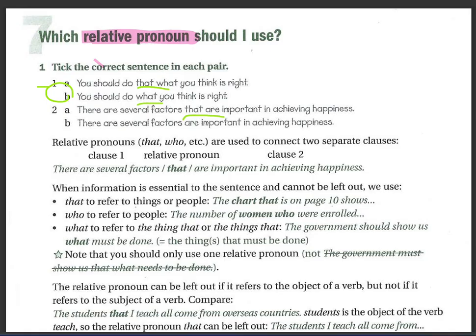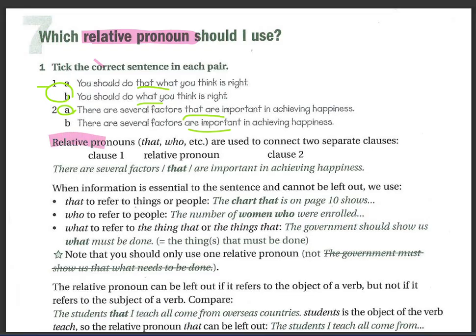2. A: There are several factors that are important in achieving happiness. B: There are several factors are important in achieving happiness. How about this? What do you think? Very good. A. That are important.